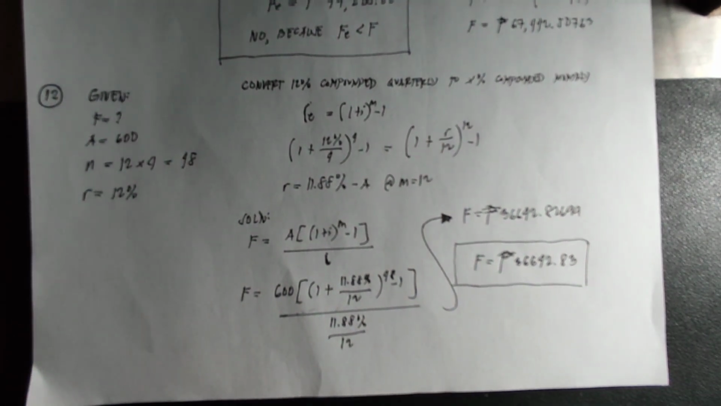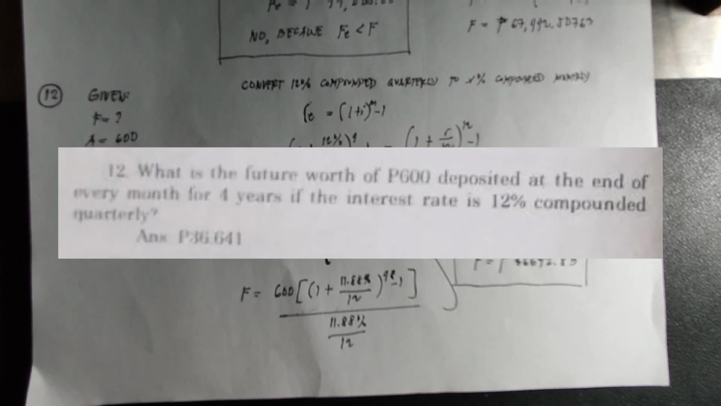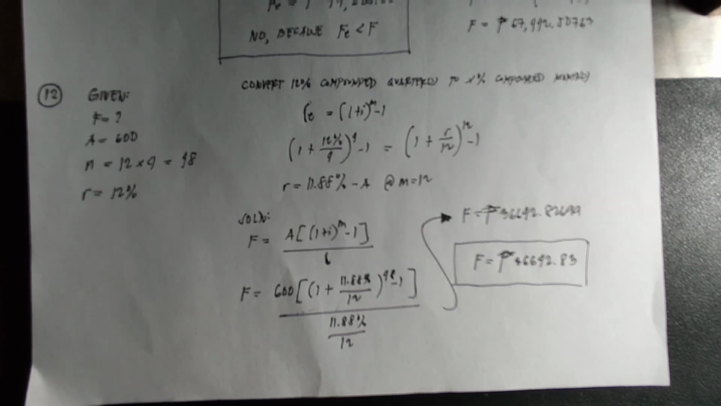So number 12. What is the future worth of 600 pesos deposited at the end of every month for 4 years if the interest rate is 12% compounded quarterly? So we are given A is equals to 600, N is equals to 12 times 4, which is equals to 48, r is equals to 12%. Then we are asked to find the future worth.